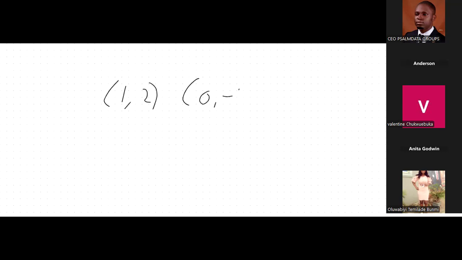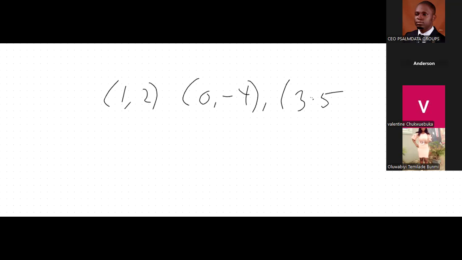Then let's say we have another vector, (3, 5), comma 7, and so on. No, let's just say this. This is a vector space now.